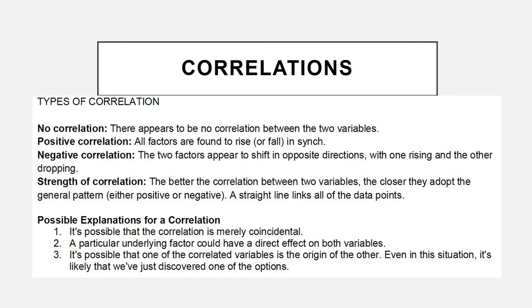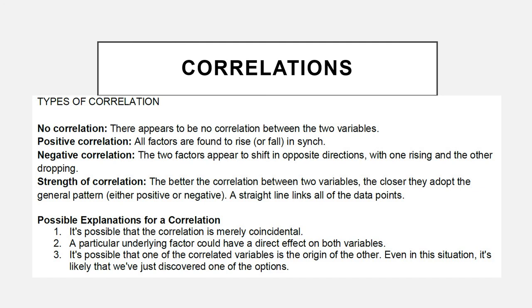So types of correlation: there is no correlation when there appears to be none between the two variables. All factors are found to rise or fall in sync. That's positive correlation. And in negative correlation, the two factors appear to shift in opposite directions, with one rising and the other dropping. While for the strength of correlation, the better the correlation between two variables, the closer they adapt to the general pattern, either positive or negative. A straight line links all of the data points. So, straight line.